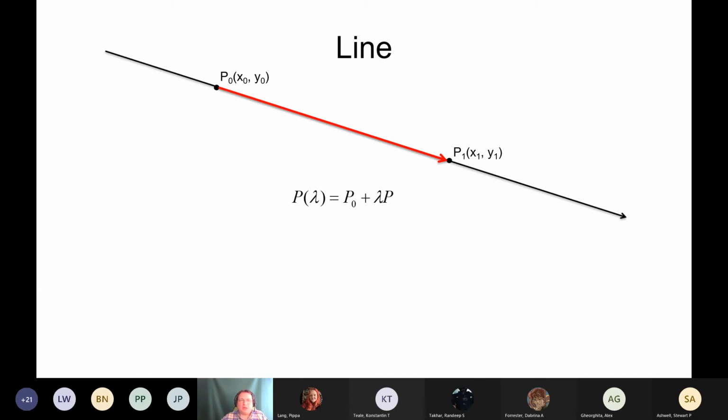Please note again, if lambda is equal to 0, we are here at P0. If lambda is equal to 1, we are here at P1. If lambda is anything between 0 and 1, we are somewhere in this segment here. And this is the area of lambda beyond 1, more than 1. And here is the area of lambda less than 0.